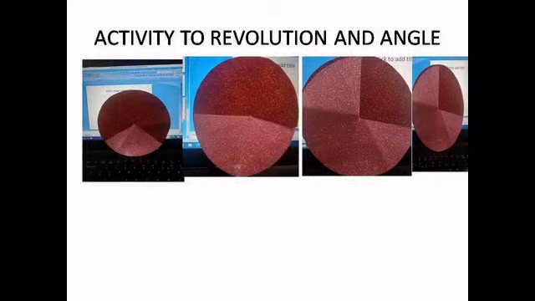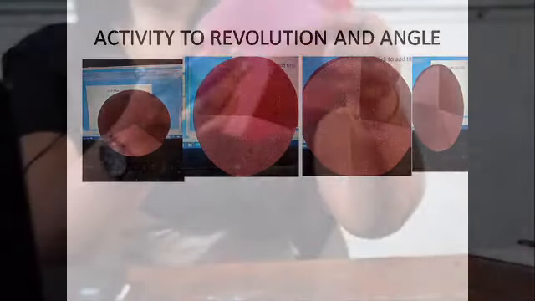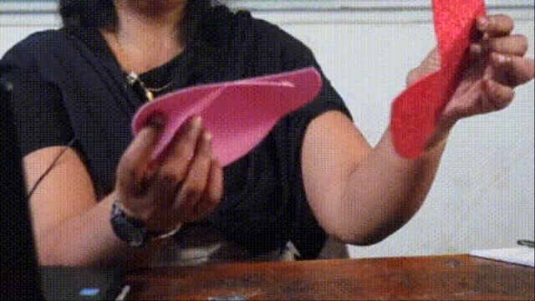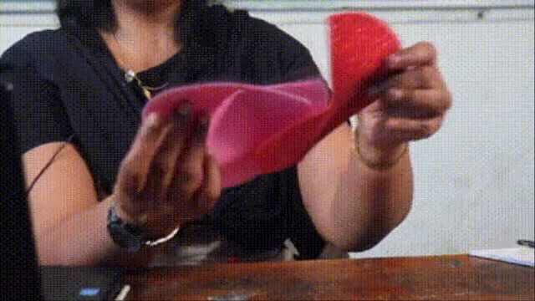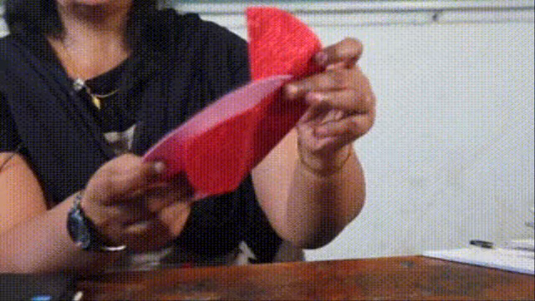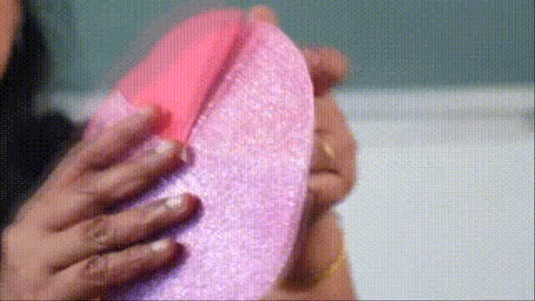This is a hands-on activity using 2 circles. Cut one of the sectors of these 2 circles, then insert the circles like this. This is a good activity for finding the rotation and to identify the angles. Keep one circle fixed, and rotate the other.